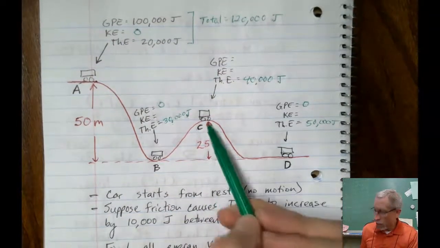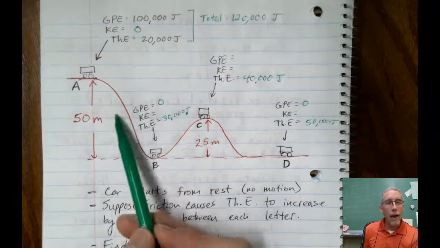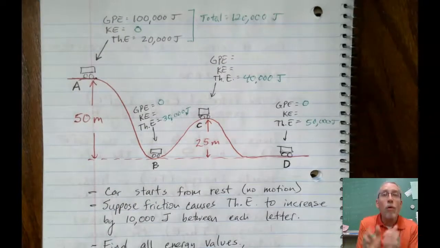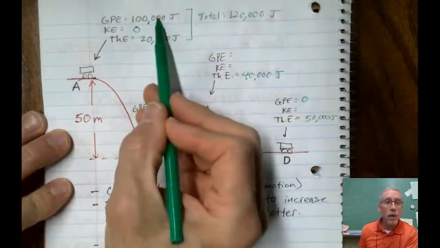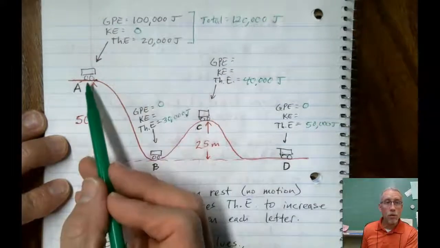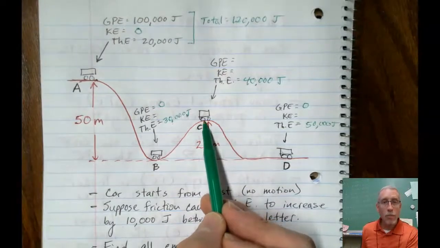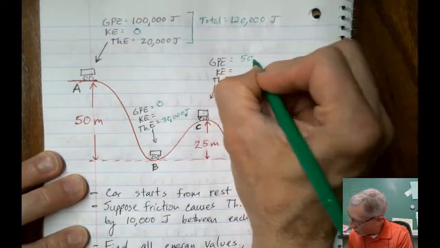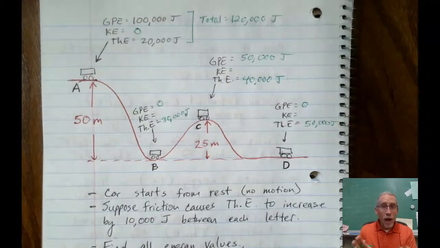Now, what about this middle one? I gave you this number on purpose. You see how its height is only half of what we started with? That means its GPE will also be half of what we started with because they are proportional. Not half of the total, half of the GPE. So if we start with 100,000 joules at this height, we're only going to have 50,000 joules, half that much, if we're at half of this height. So I'm going to write 50,000 for that one.